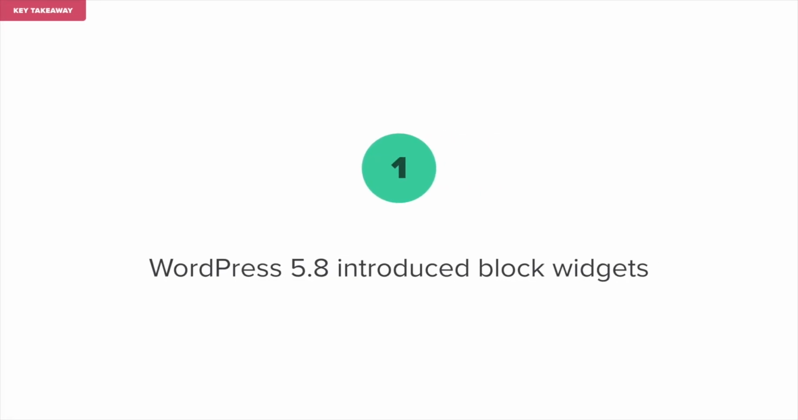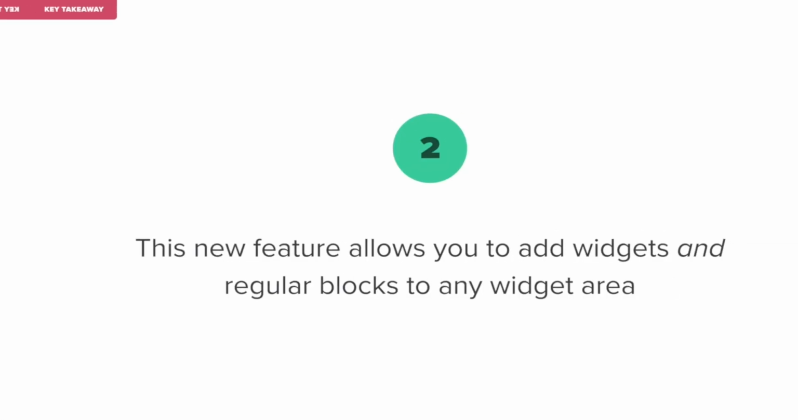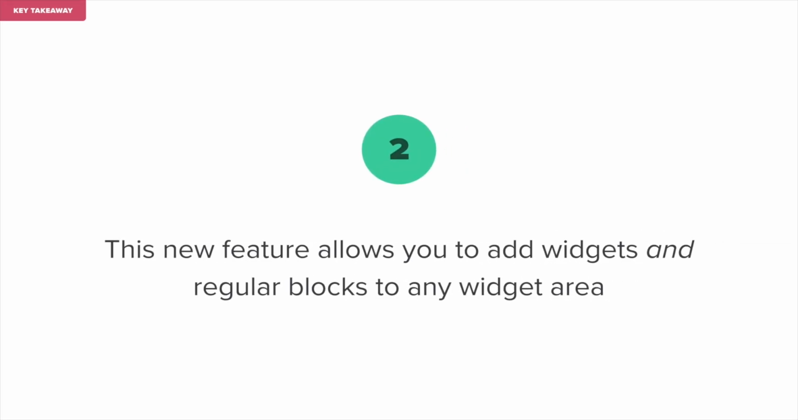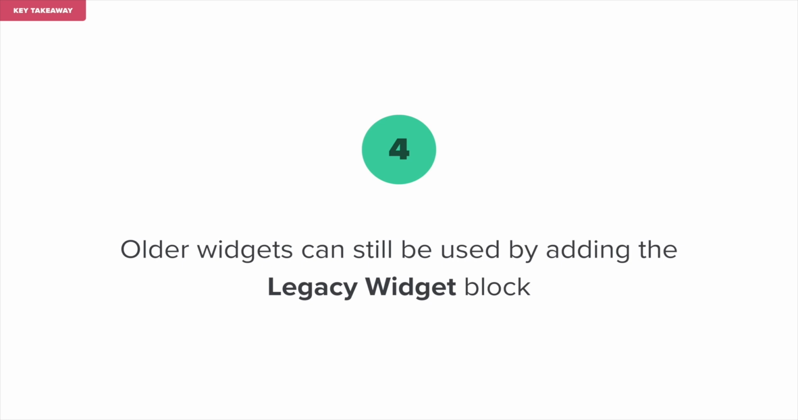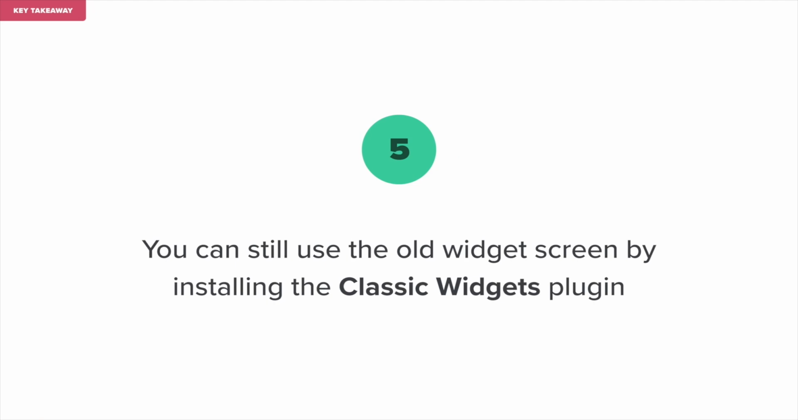All right, time for some key takeaways. WordPress 5.8 introduced block widgets. This new feature allows you to add widgets and regular blocks to any widget area. Block widgets add a lot of flexibility to the traditional WordPress sidebar. Older widgets can still be used by adding the legacy widget block. You can still use the old widget screen by installing the Classic Widgets plugin.